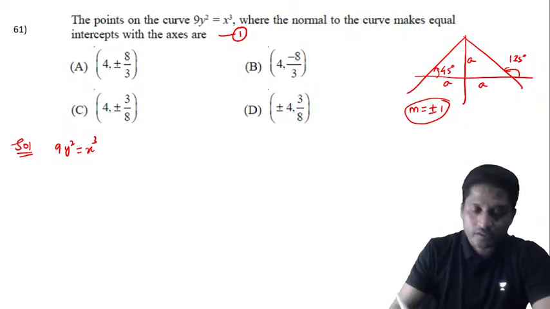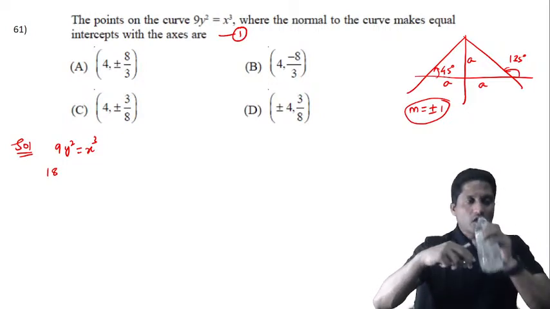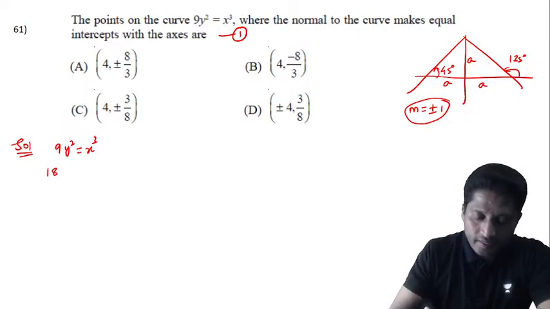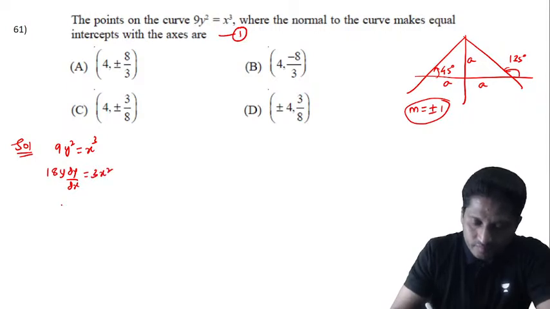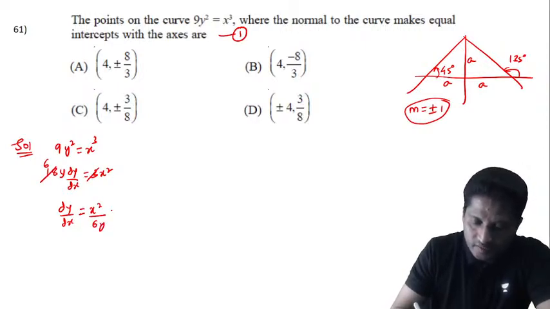9y square is equal to x cube. Differentiating, 18y dy by dx is equal to 3x square. Now dy by dx is equal to, this will cancel 6 times, you will get x square divided by 6y. Okay, this is slope m.